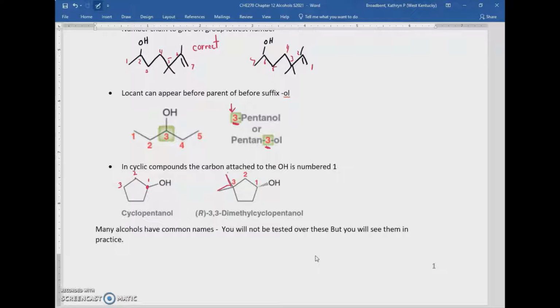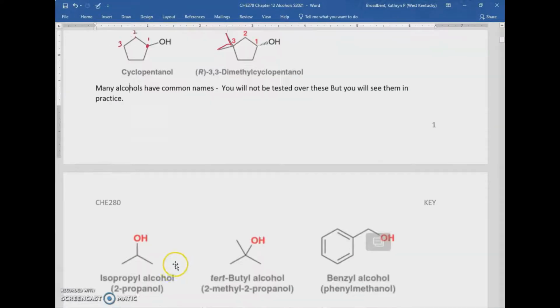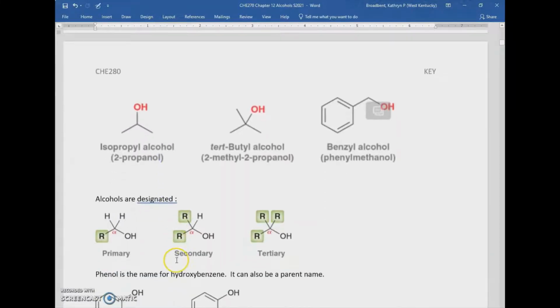Many alcohols have common names, and I will not test you over them, but you will certainly see them if you're ever in the lab or have any dealings with chemistry. Isopropyl alcohol is 2-propanol. Tert-butyl alcohol is 2-methyl-2-propanol, and benzyl alcohol is phenylmethanol.